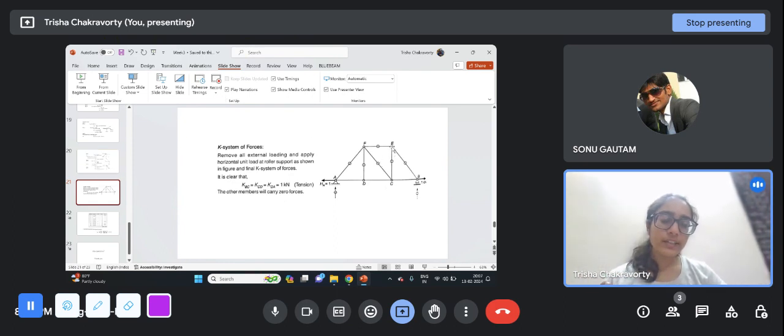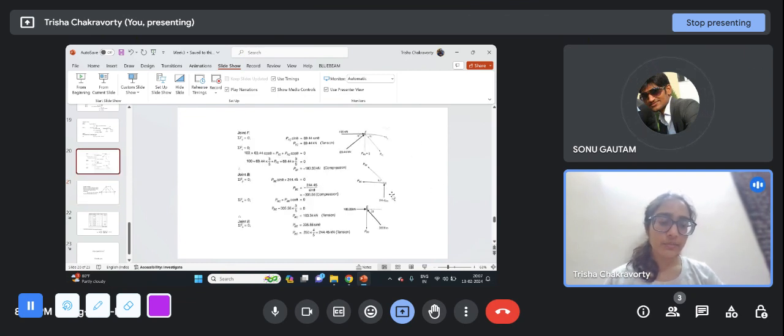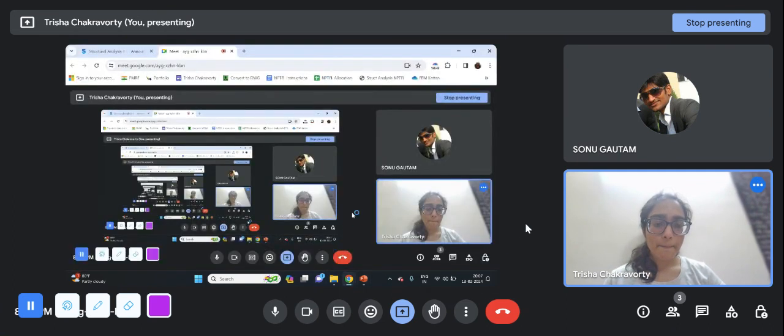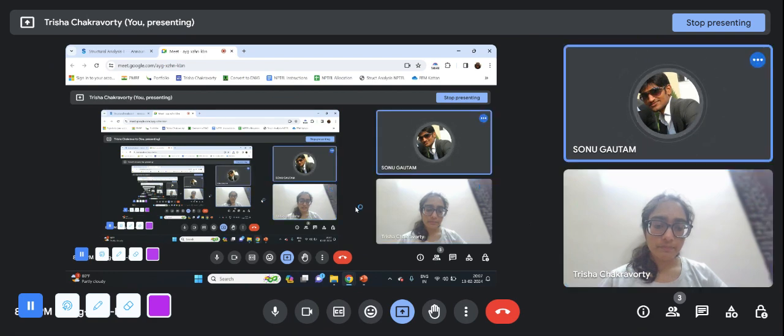If you are told to find out the horizontal displacement at node E, then the unit load you will apply will be at E in the horizontal direction. But here the question was to find out the horizontal displacement of the roller support. So the roller support is at B, so we applied a horizontal load at this point B. Understood? Okay, understood. Thank you.